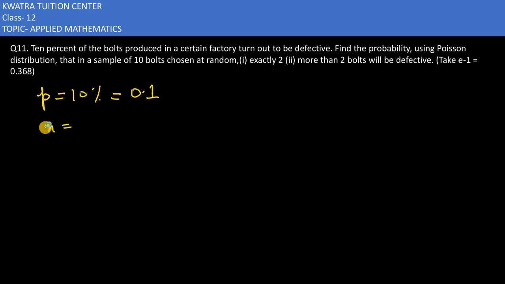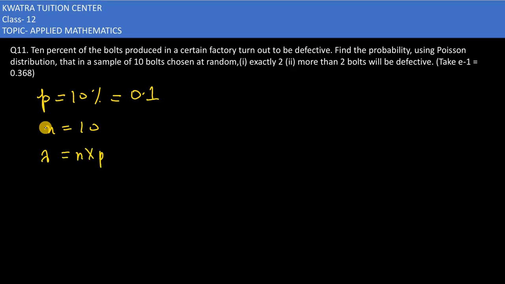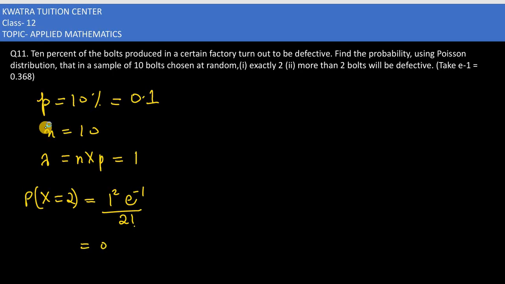N की वैल्यू आपके पास 10 है यहाँ पे. Lambda की वैल्यू N into P हो जाएगी. That's 10 into 0.1, so this is 1. Exactly 2, that is x is equal to 2 पे निकलेगा. So it is 1 का square, e to the power minus 1, and a 2 factorial is there. So it would be 0.184, putting all of the values.